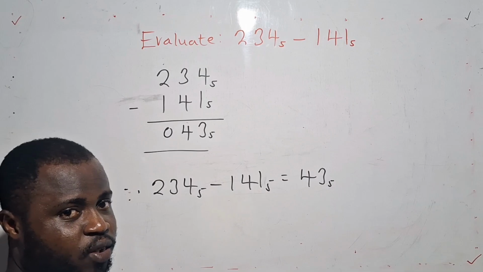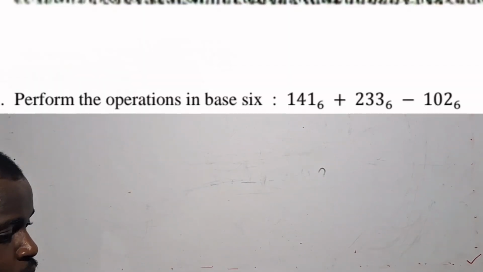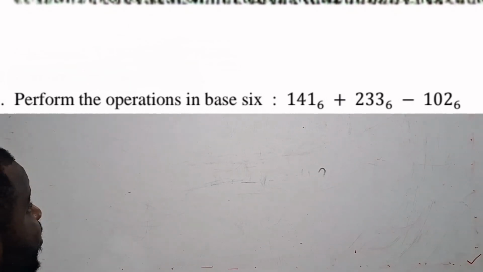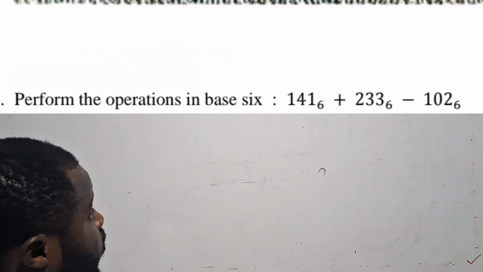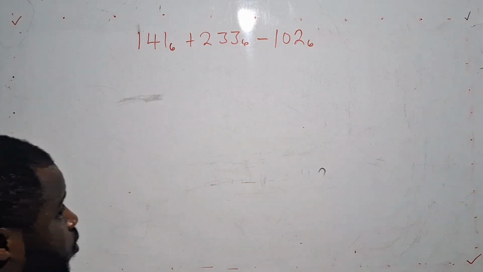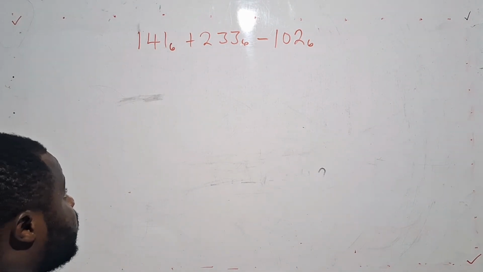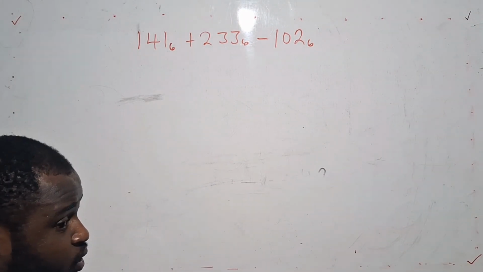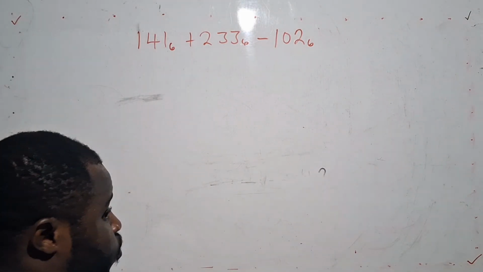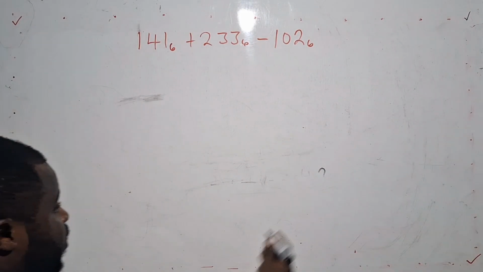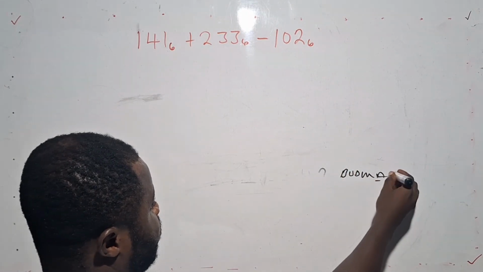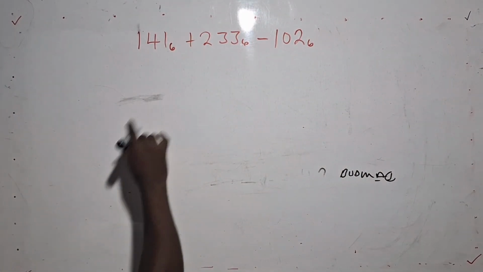So let's take the next question. In this question, we have to perform the operation in base 6. We have 141 base 6 plus 233 base 6 minus 102 base 6. When you see addition and subtraction together, I've told you, you use the BODMAS principle. Normally, addition comes before subtraction, so let's do the addition first.